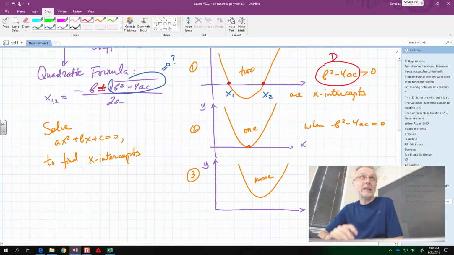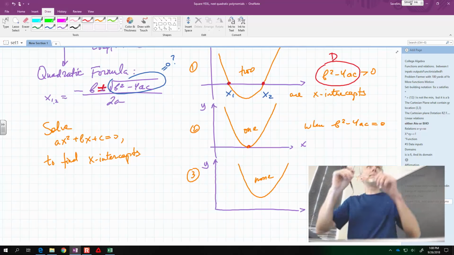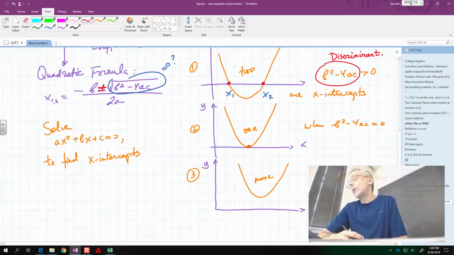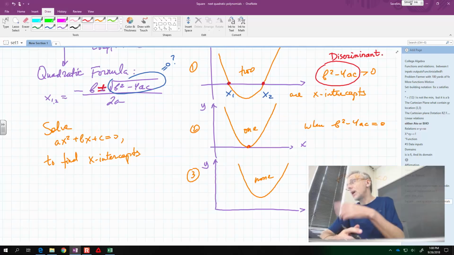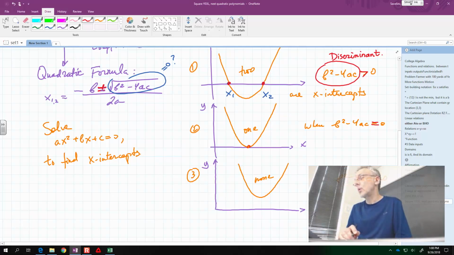Denoted by D often, which stands for... nobody remembers the word? The discriminant. So if the only thing you want to know is how many x-intercepts the parabola has, all you need to look at is the discriminant, b squared minus 4ac, and then depending on its sign, positive, 0, or negative, you will know. Okay, so once again, 2, 1, or none.